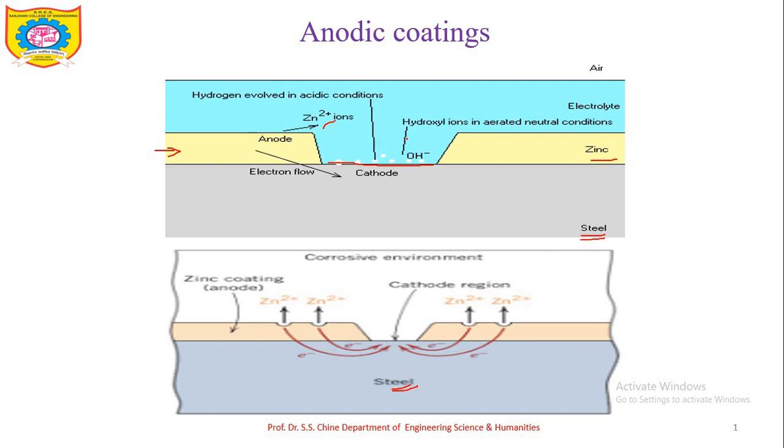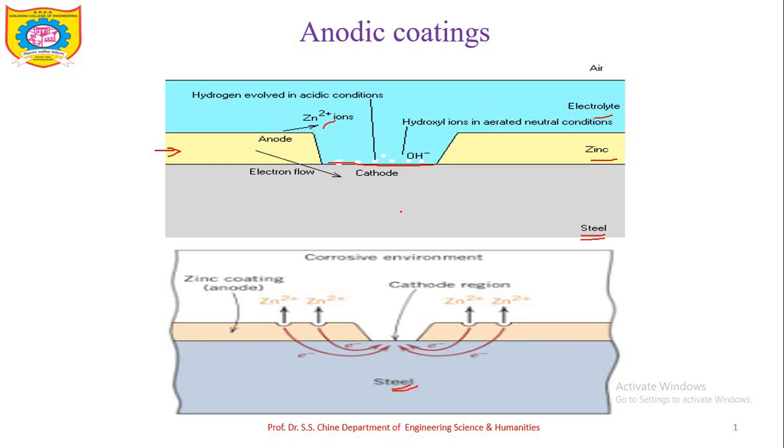Some part of this coating is removed. So this steel plate part is exposed to the corrosive environment, that is, the electrolyte. So there is a formation of a galvanic cell because two different metals are now in contact with each other. So which one will act as anode and which one will act as a cathode?